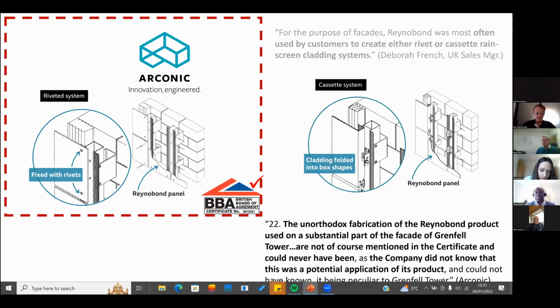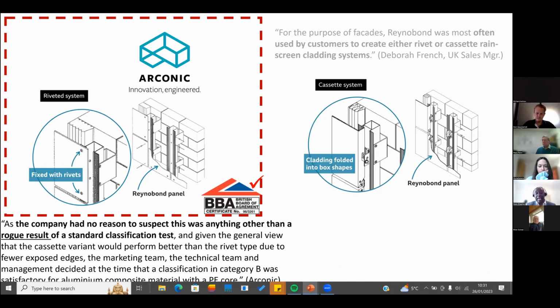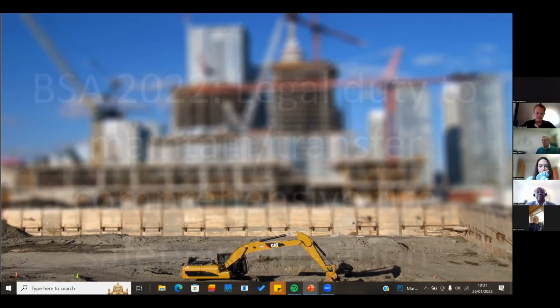And yet we see in the actual inquiry that it was called an unorthodox fabrication of Reynobond. And furthermore, that when there was an adverse test, that it was a rogue result. Of course, the question has to be asked whether that should have been done again.